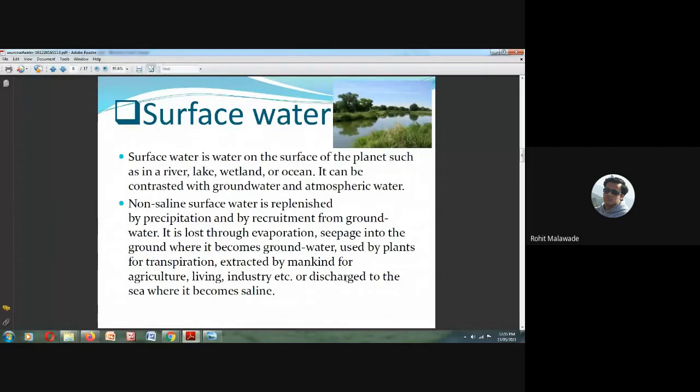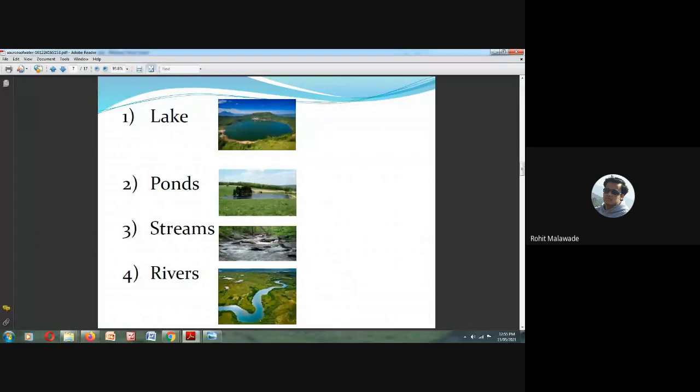All these things have already been told to you. Now, the lake, ponds, streams, and the river. Normally, your lake is in between the lake and the pond. These two are stagnant, whereas the river water will be continuously flowing.